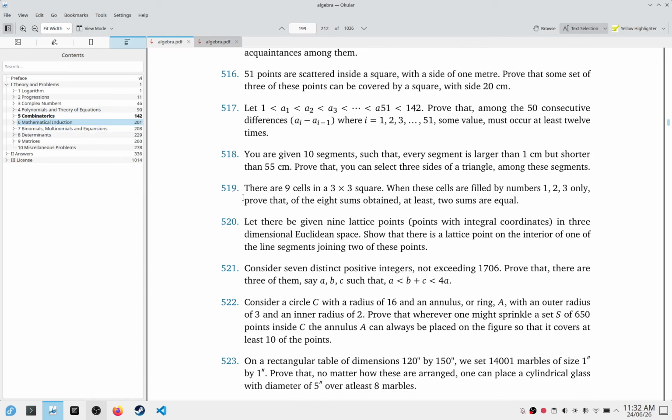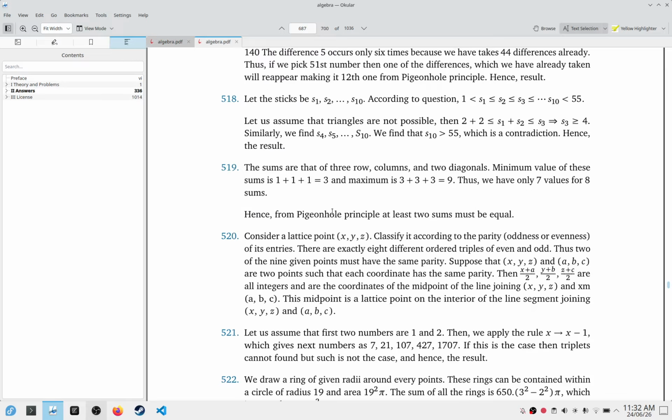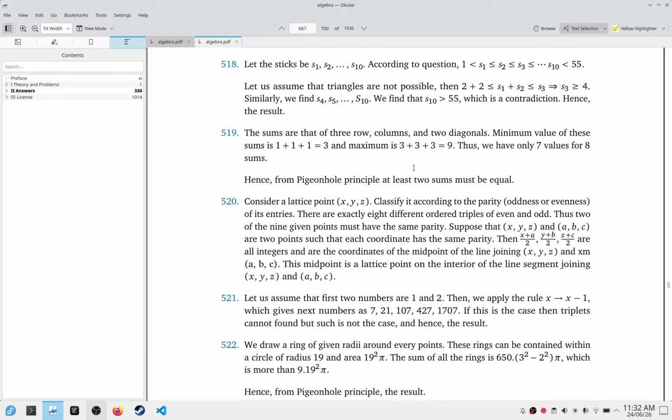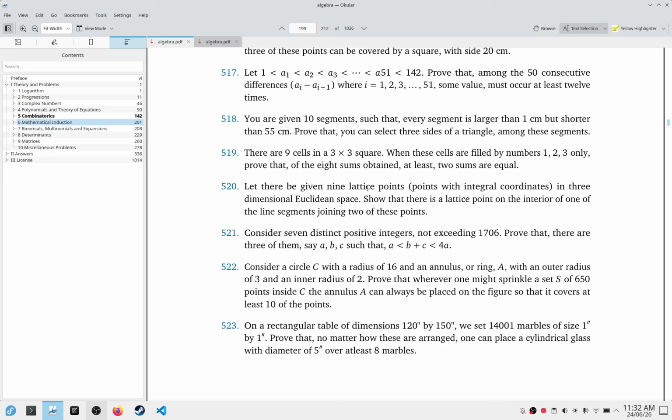Question 519 says that there are n cells in a 3 by 3 square. When these cells are filled by numbers 1 to 3 only, prove that of the 8 sums obtained, at least 2 sums are equal. So the sums are those of 3 rows, 3 columns and 2 diagonals. The minimum value of these sums is 1 plus 1 plus 1, which is 3, and the maximum is 3 plus 3 plus 3, which is 9. Thus, we have only 7 values for 8 sums. Hence, from the pigeonhole principle, 2 sums must be equal.